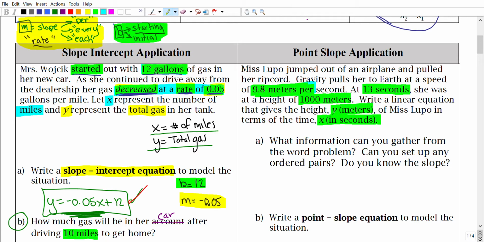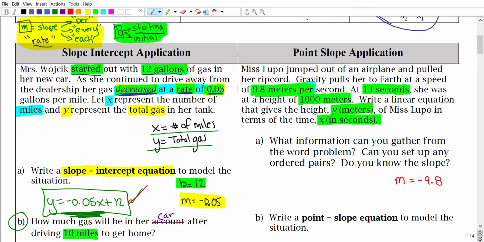So per is right there. So my slope in this situation is 9.8, but remember, gravity is pulling her down to Earth, right? So her slope or her rate of change is not positive, it's actually negative because she's coming down. So it's a negative 9.8.